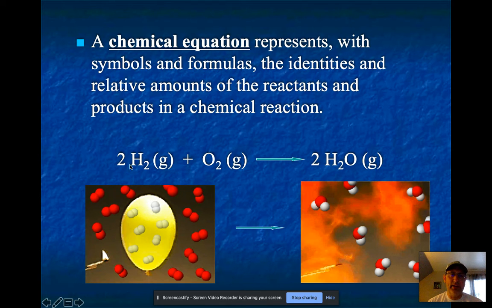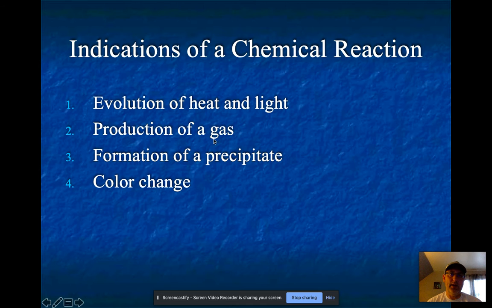These out here are called coefficients, these numbers out front, and that gives you the relative amounts. So for every two of these, you need one of these, which forms two of those. And we're going to equate those to moles. Those are actually going to be mole amounts of each of the substances.